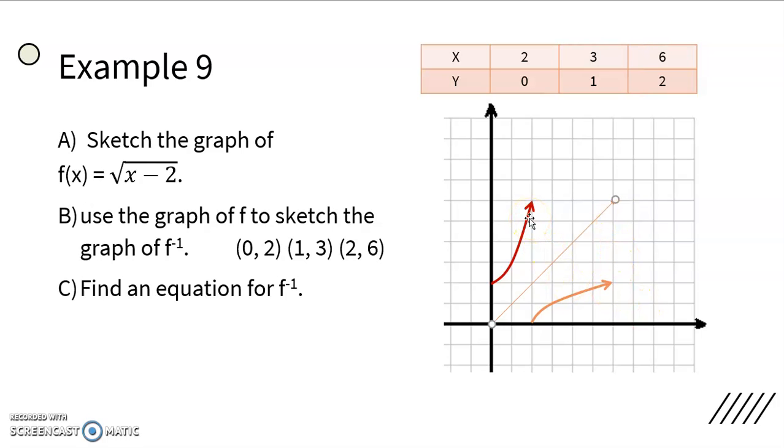Now, to find the equation for the inverse, again, we're just going to go through those same steps we practiced in the previous few examples. You would square both sides and then add 2. So it comes out to be f inverse of x is x squared plus 2. So that's everything in this lesson.